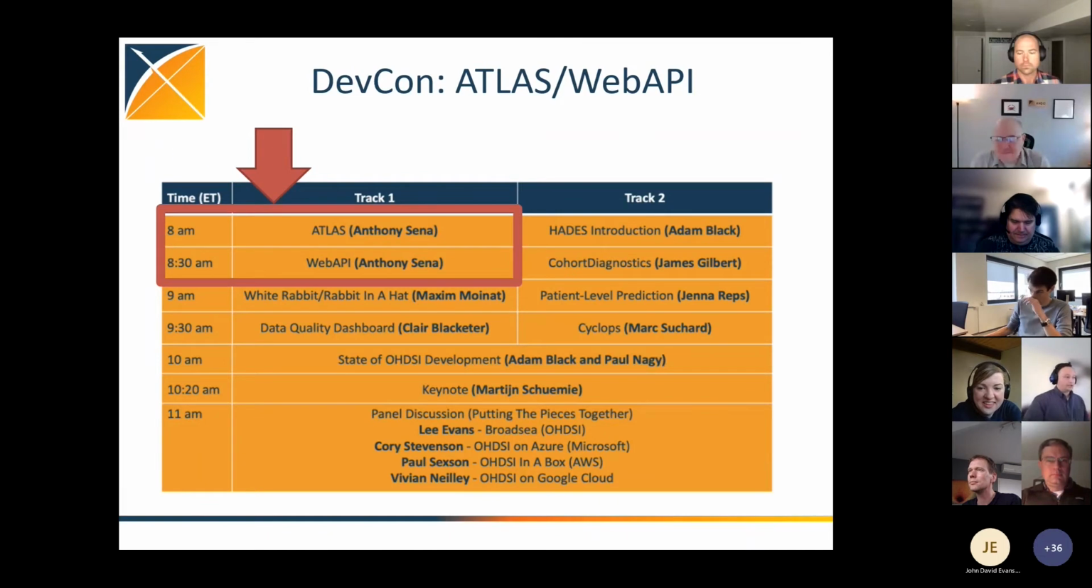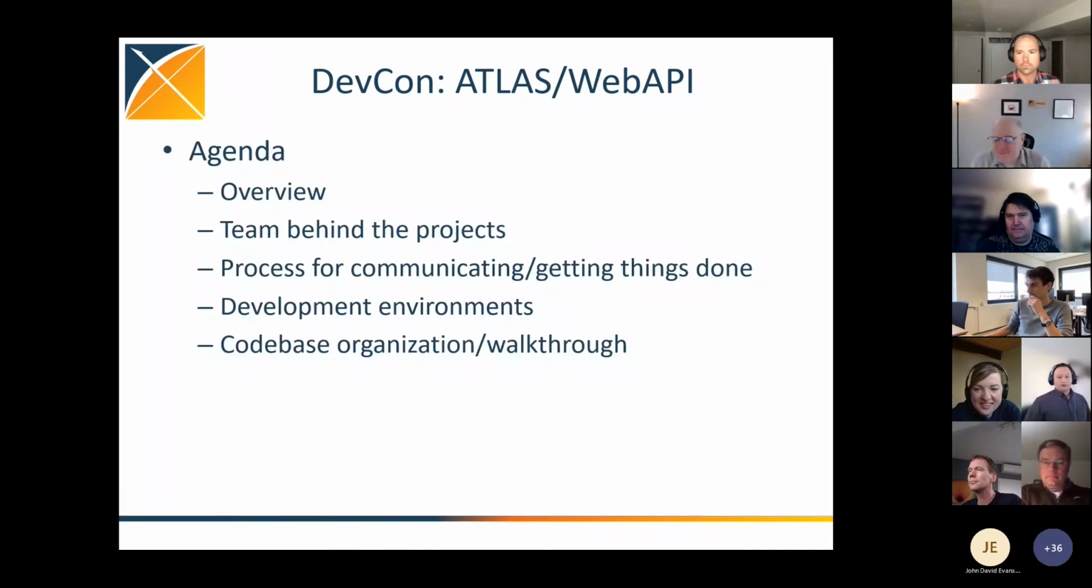Our agenda is to provide an overview of the Atlas code and WebAPI code and talk a little bit about the team behind the projects. We're going to talk a bit about the process that we have for communicating amongst the team members and getting things done, which is evolving as we speak.